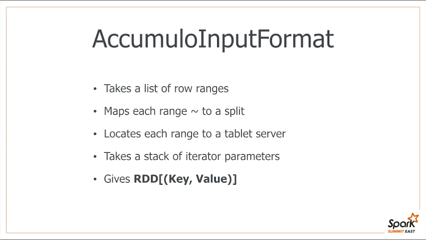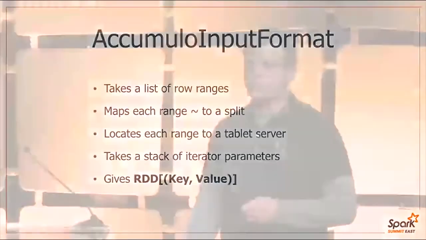All right, so what are the interfaces into this? It's in the Hadoop ecosystem. So you have the input format, and you'll have the output format. And it does exactly what you would expect. You trade a list of row ranges you want and the configuration for the iterators for an RDD of key value. And then it's up to you to decode the key value into your own data types. That can be a simple map.